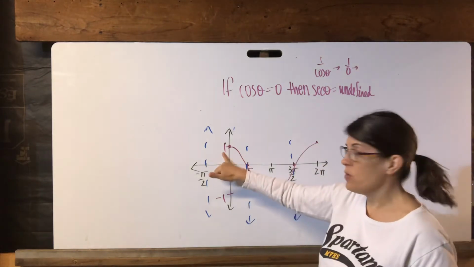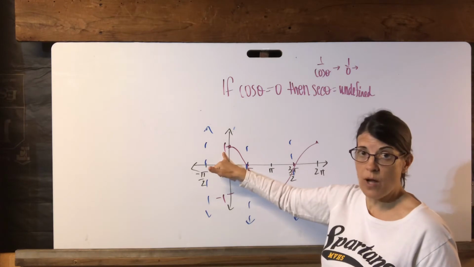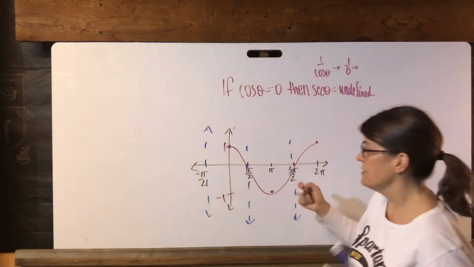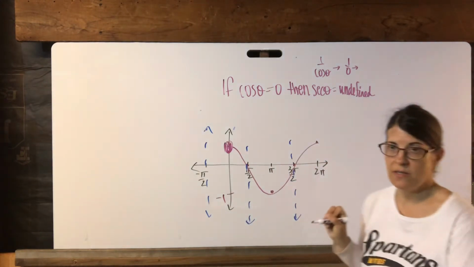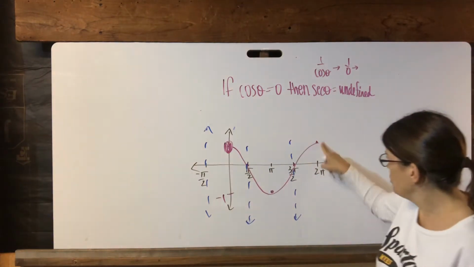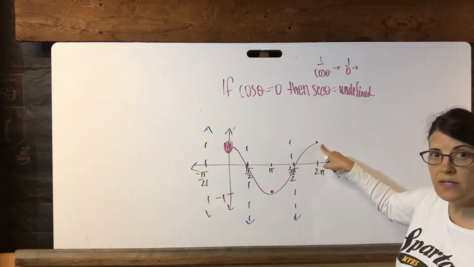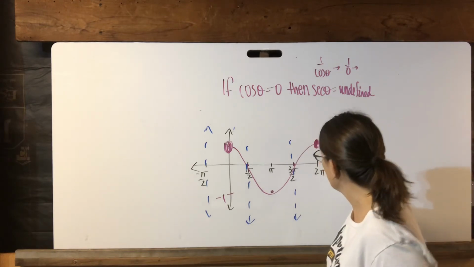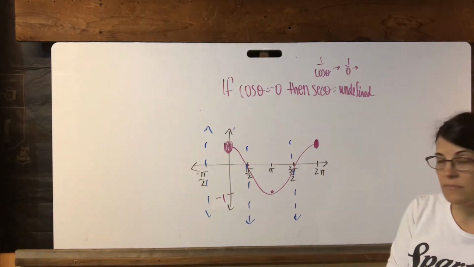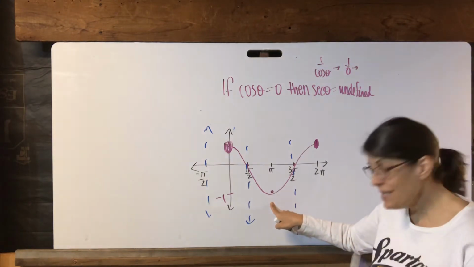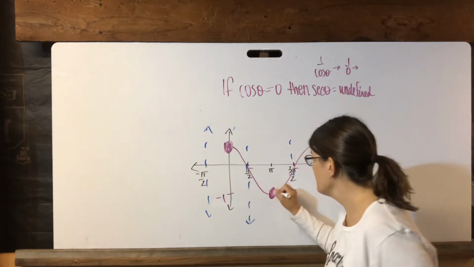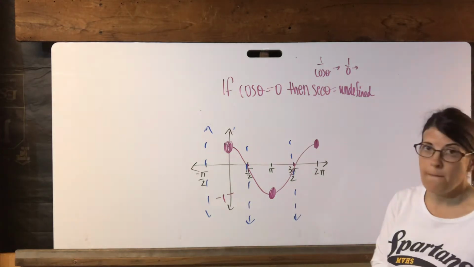If the cosine is 1, the reciprocal of 1 is 1, so the secant is 1. I'll make it obnoxious. And then at 2 pi, if the cosine is 1, the secant is 1. And at pi, if the cosine is negative 1, the secant is negative 1. So I got these 3 obnoxious points.